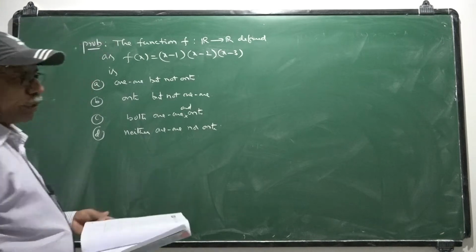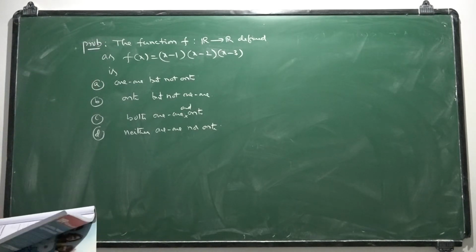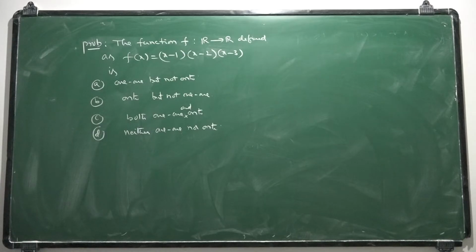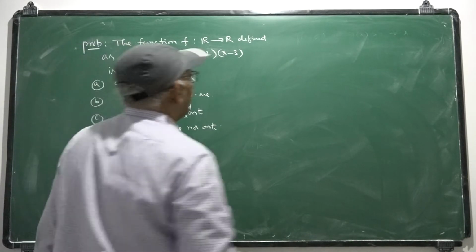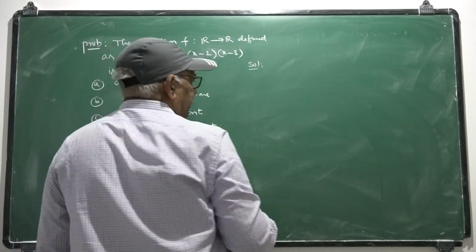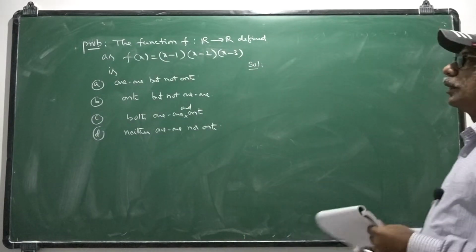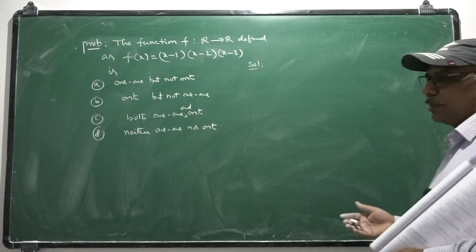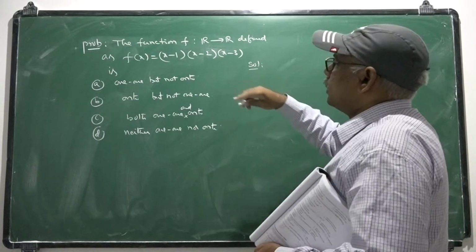The nature of the functions, types of the functions. The given function is defined as x minus 1 into x minus 2 into x minus 3. If f is defined from R to R, then either f is one-one but not onto, or onto but not one-one, or both one-one and onto, that means bijective, or neither one-one nor onto. So this is clearly a polynomial, given in factor form as x minus a into x minus b into x minus c.